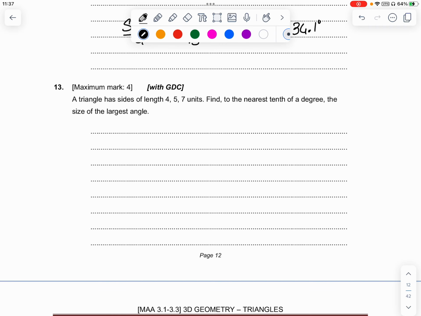Question number 13. A triangle has sides 4, 5, 7. Find, to the nearest tenth of a degree, the largest angle. The largest angle will be opposite to the largest side.